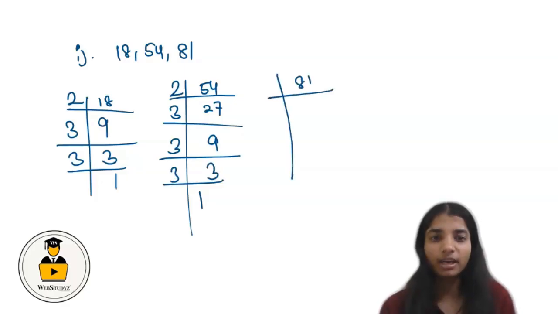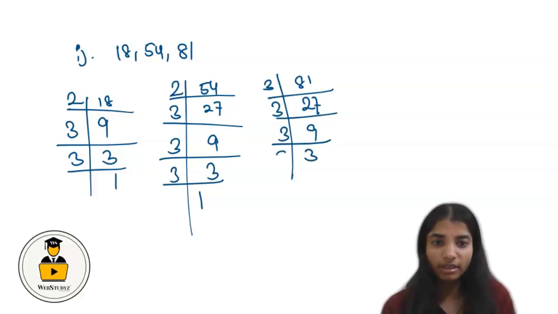Now 81. From here 81 is divisible by 3. So from here we get 27. Now when we divide 27 by 3, we get the value 9. When we divide 9 by 3, we get the value 3. When we divide 3 by 3, we get the value 1.